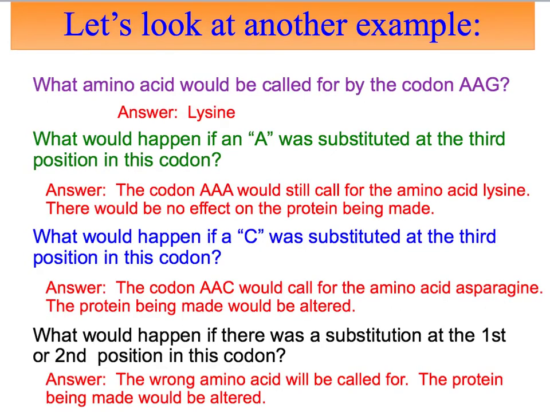Okay, now here are your answers. So AAG is lysine. If an A is substituted, it's still lysine. No big deal. So we have no effect on the protein. But if we have AAC, now that's asparagine, and we have that protein being altered.